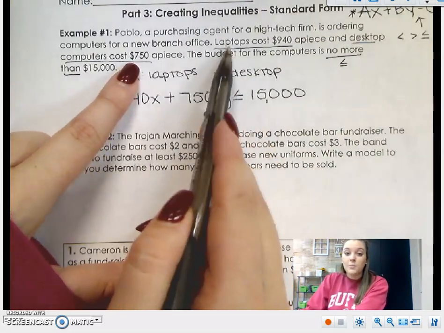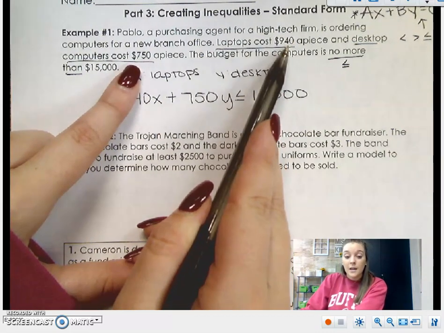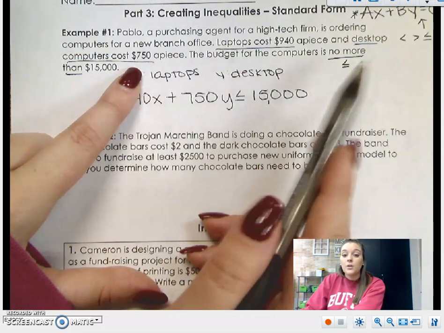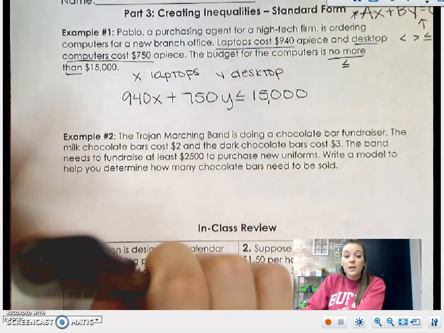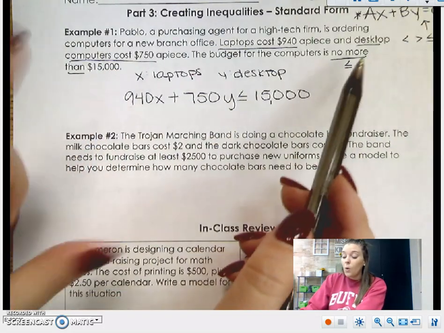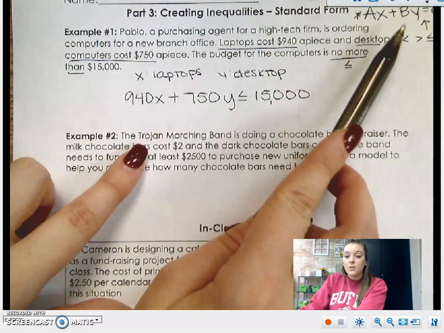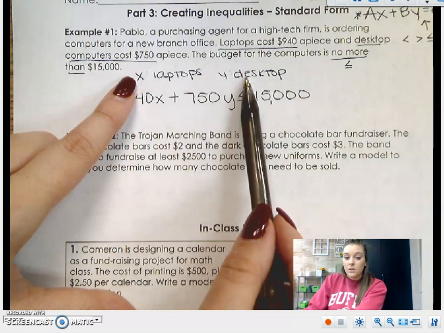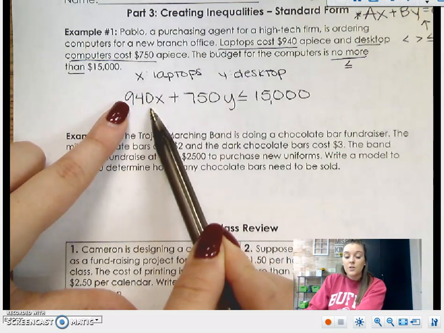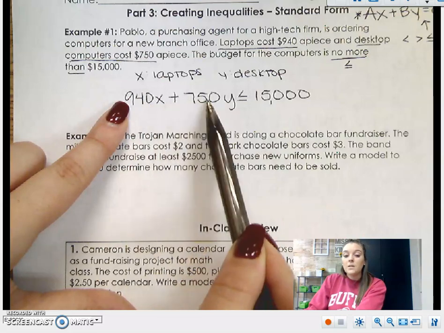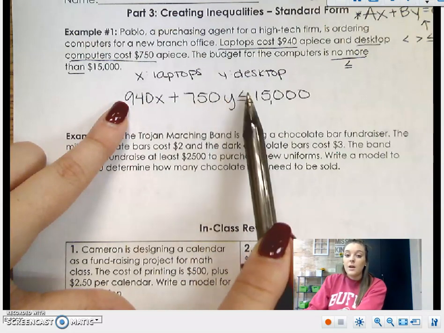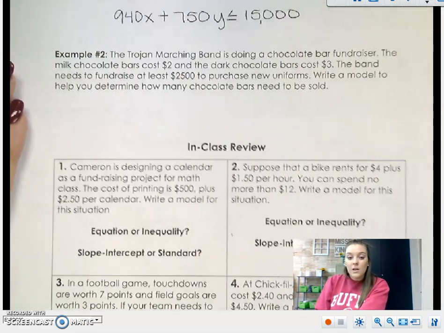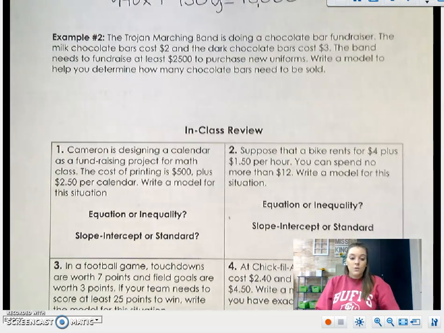They said that laptops were $940, or it was $940 per laptop, or $750 per desktop. That keyword per, each, and every, those are your slope words or your rate words. So we knew that we had to use standard form. We annotated what the x was going to be and what the y was going to be, and then we wrote our equation. So $940 per laptop plus $750 per desktop computer can be no more than $15,000. Alright, great. Let's do this last problem, and then we'll do the in-class review next class.